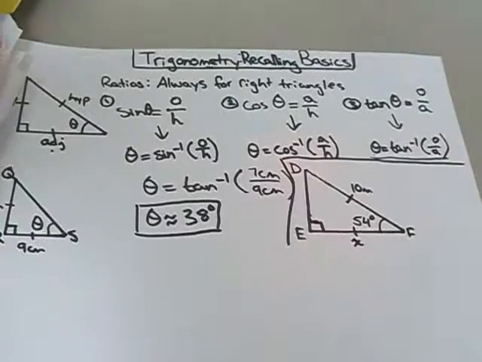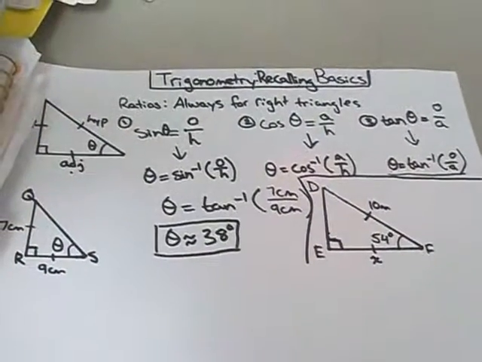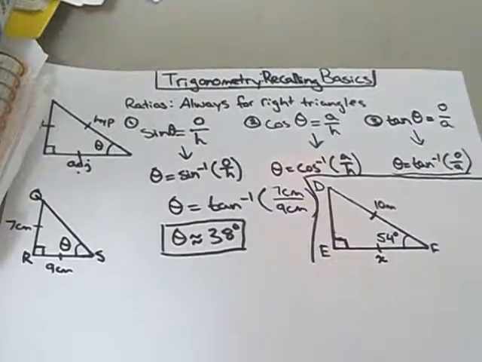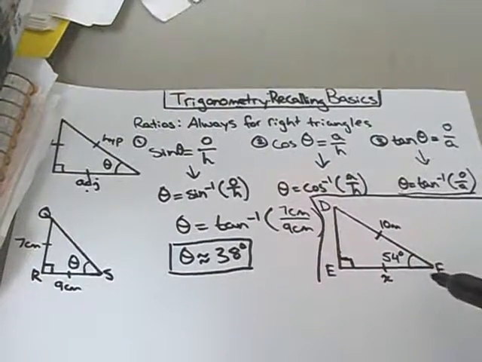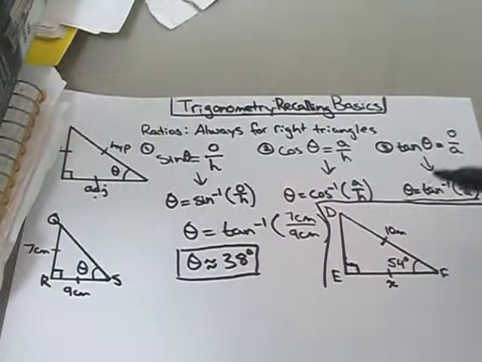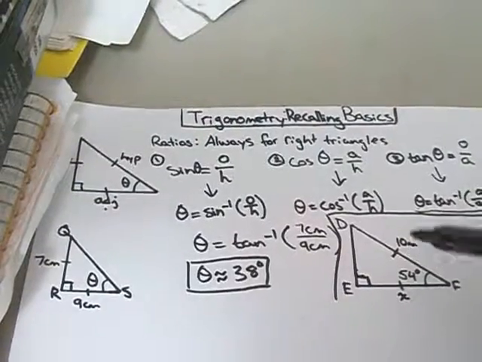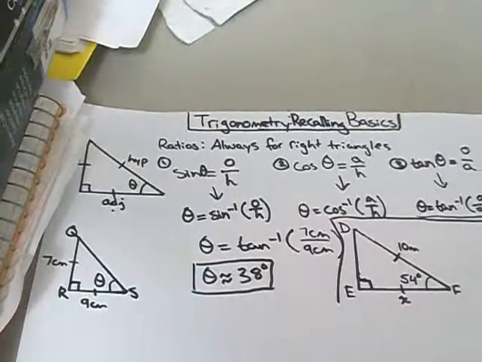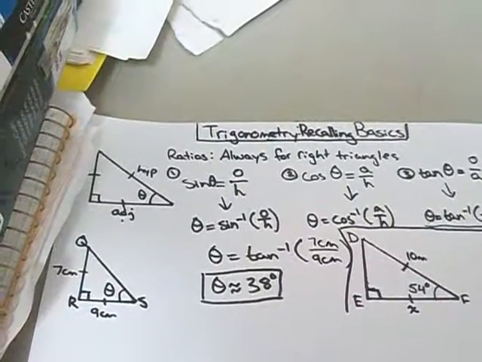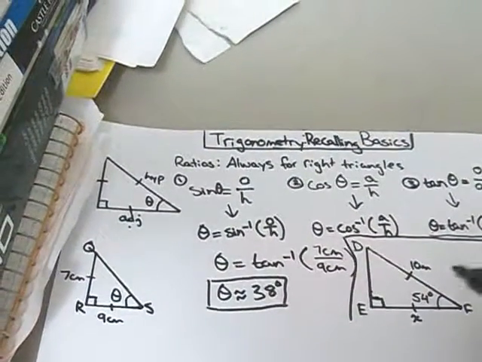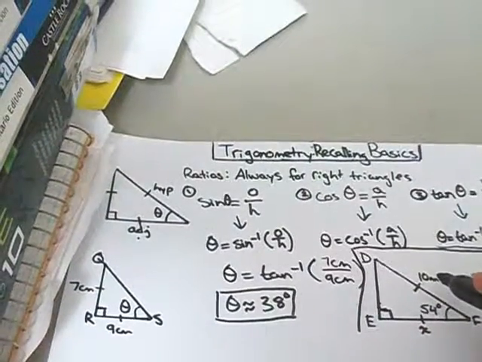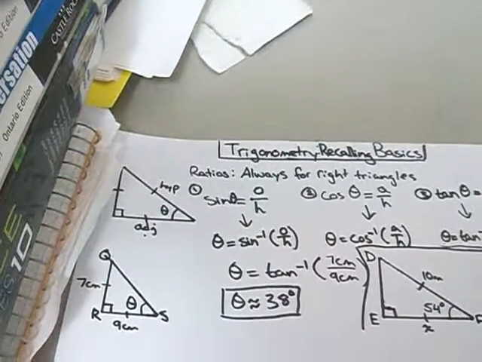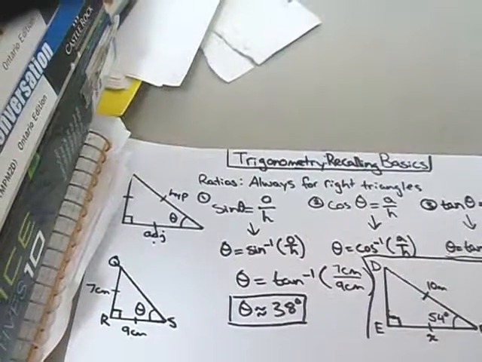How about we find the side length now? So I have triangle DEF. I have the angle 54 degrees at F, and the hypotenuse, which is opposite the right angle, is 10 meters. I need to find the value of x. So let's recall our learning. I have the hypotenuse and the reference angle, and I have x, which is adjacent to the reference angle. So which ratio shall I use?